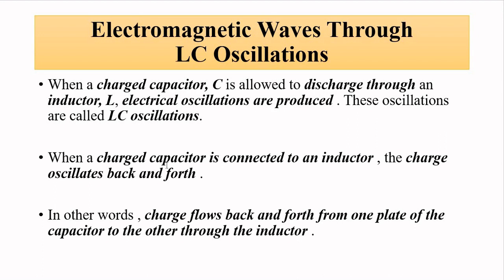This creates a disturbance. First there is a disturbance in the electric field, then a disturbance in the magnetic field. Remember, a disturbance in electric field produces a disturbance in magnetic field, and again a disturbance in magnetic field produces a disturbance in electric field at a particular point. So this produces electromagnetic waves. And how this happens, let us see.